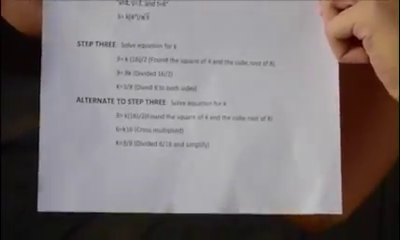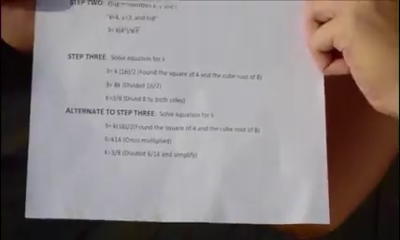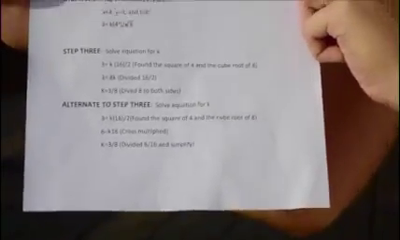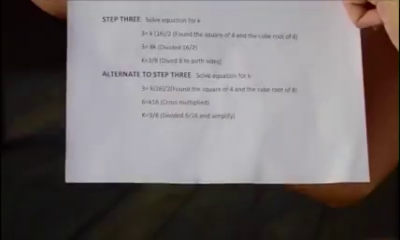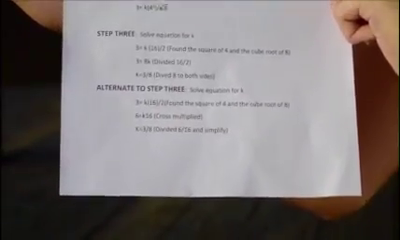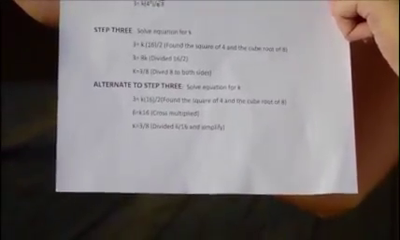3 equals k times 4 squared divided by the cube root of 8. Step 3. Solve the equation for k. 3 equals k times 16 divided by 2. We found the square of 4 and the cube root of 8. 3 equals 8k. We divided 16 and 2. K equals 3 over 8. Divide by 8 on both sides.